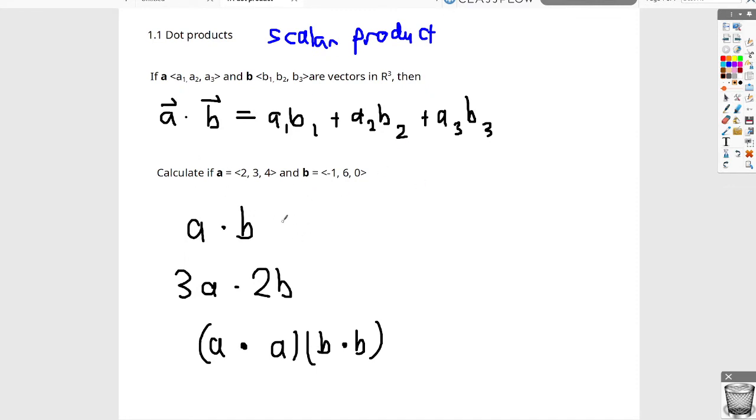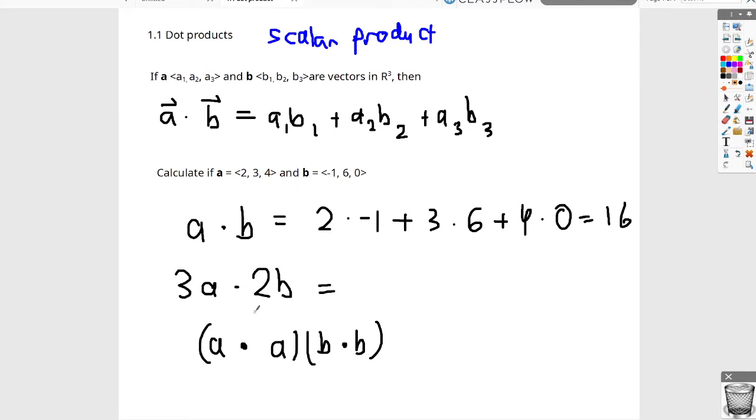Simple. If A is 2, 3, 4, and B is negative 1, 6, 0, I'll give you guys time to calculate it, and I will calculate it right now. So 2 times negative 1 plus 3 times 6, and that is the answer. You could include 4 times 0, but it's not necessary, because anything times 0 is 0. 2 times negative 1 plus 3 times 6, 16.